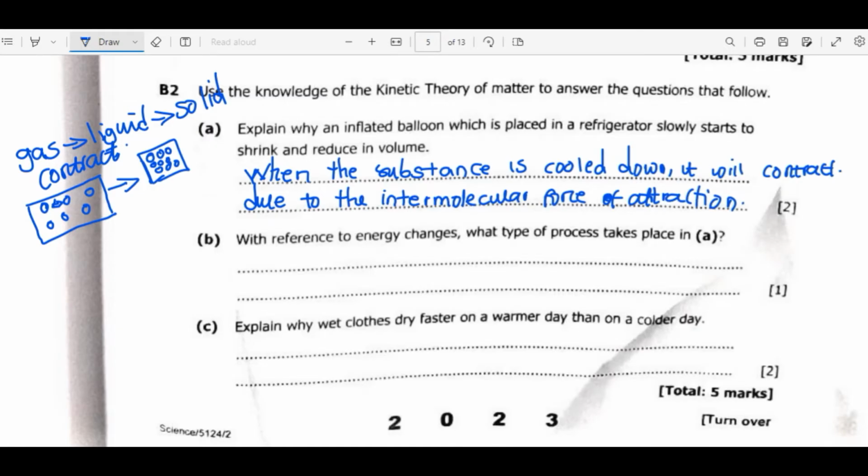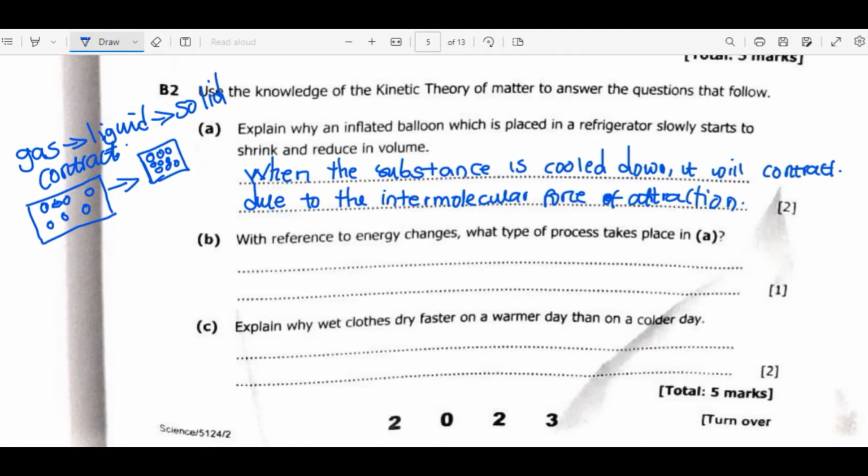Then there is a lot that we can say. It's not only this. We can also say that when a substance is cooled down, the particles will start coming closer to each other, and because of that, there will be a reduction in volume. Then we move on to question B.